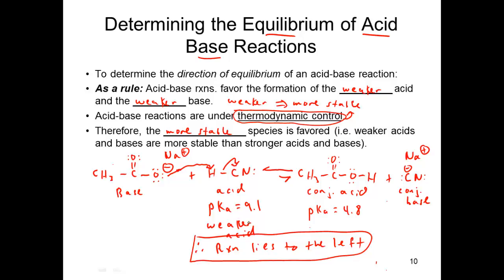So the easiest way to tell which way an equilibrium lies is to look at whichever has the weaker acid, or you could use the weaker bases, but since we can just look up the pKa's here, it's really easy to look these up and say, hey, hydrogen cyanide is a weaker acid than acetic acid, therefore the reaction lies toward that weaker acid.